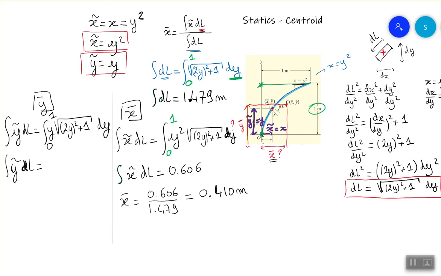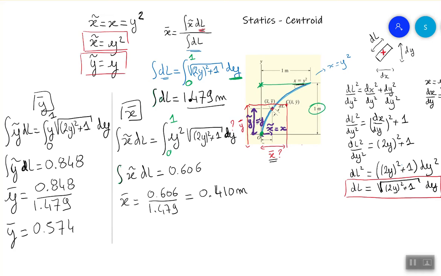So let's write this on our whiteboard. For this one, we found 0.848, and y bar is equal to 0.848 divided by the integral of dl, that is 1.479. So y bar is equal to 0.574 meter. Here we go. Let's write x bar equals 0.410 meter.